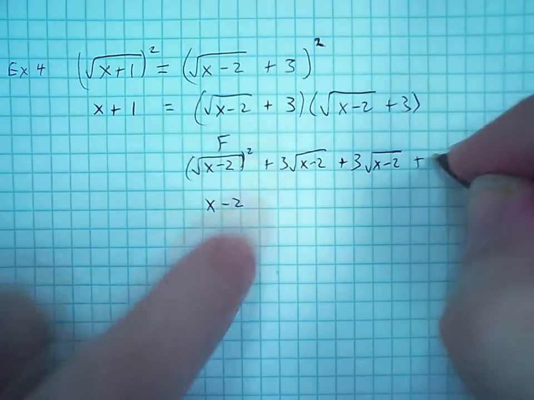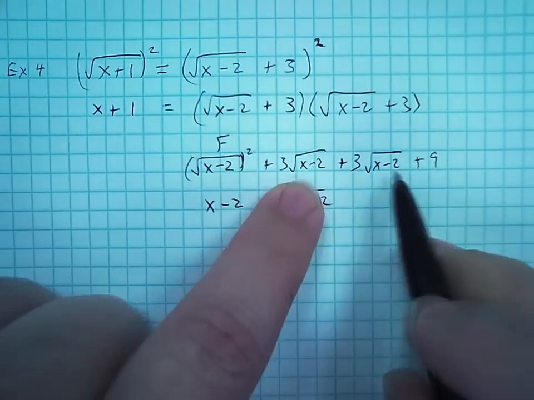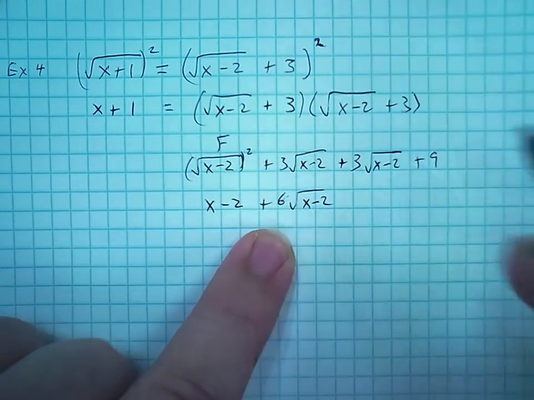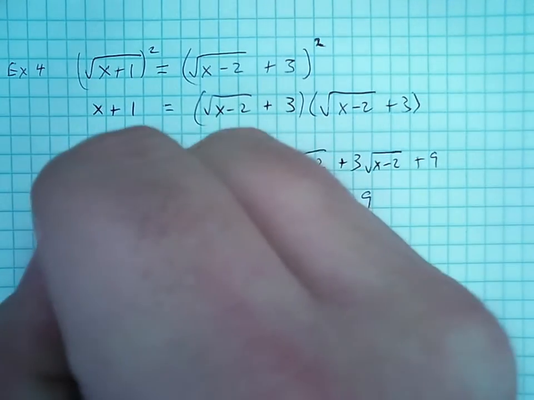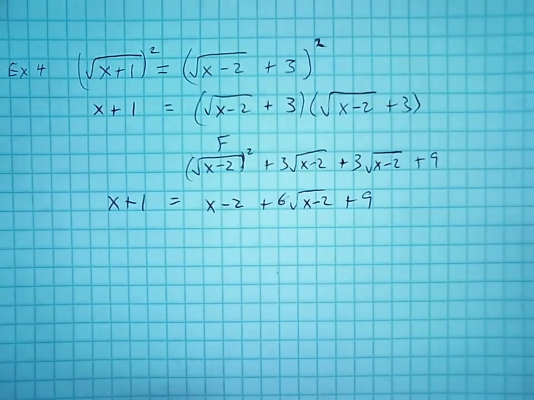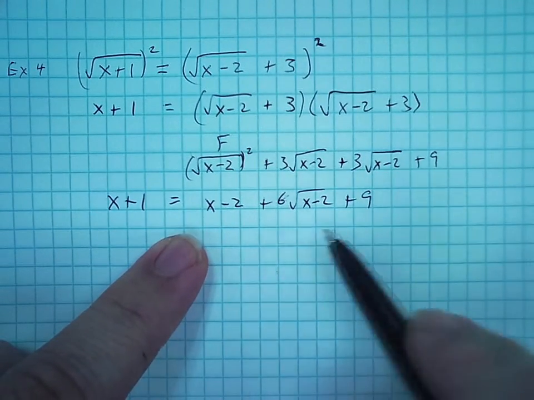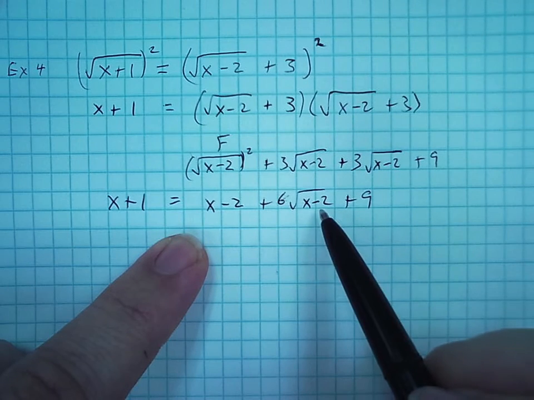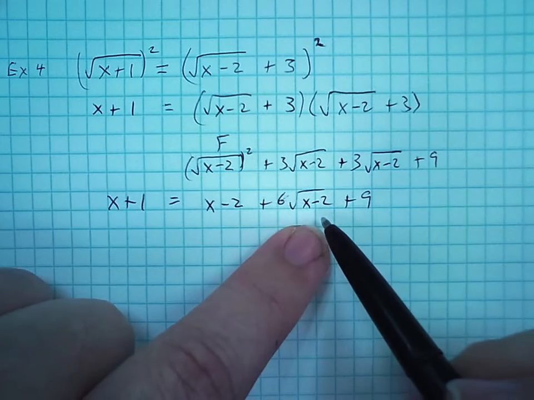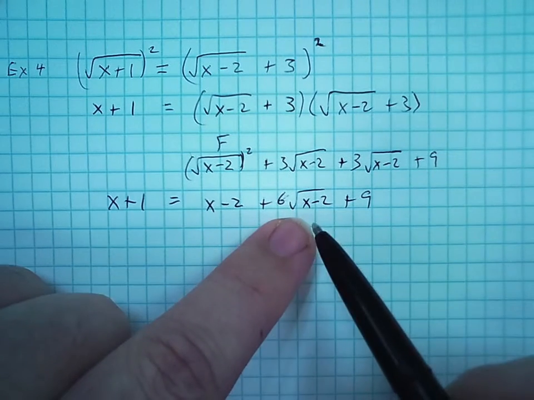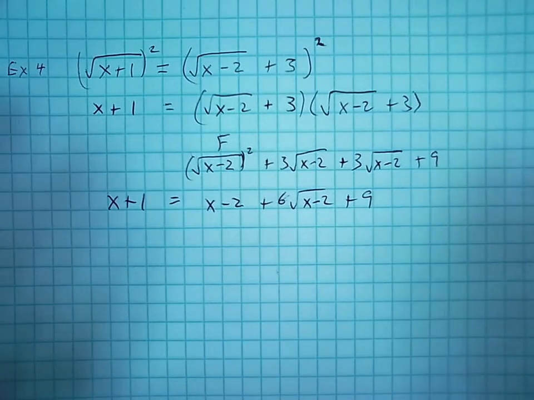And then plus 9. So I've got 6 square roots of x minus 2. These are the same. I can add them together. 6 square roots of x minus 2, plus 9, equals x plus 1. So I squared both sides here, and what I have left still has a square root in it, which is unfortunate. But the good news is it's only got the one square root in it. So now I can finish by getting this square root all by itself and squaring both sides again.